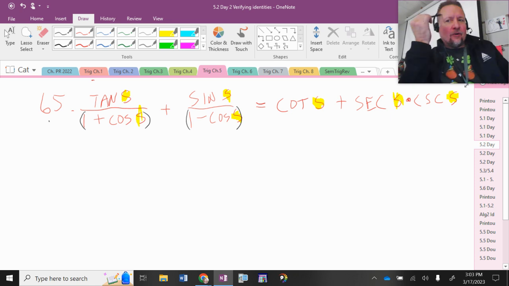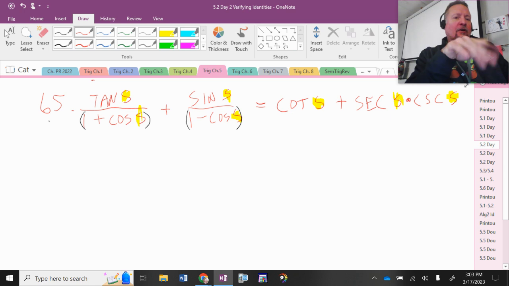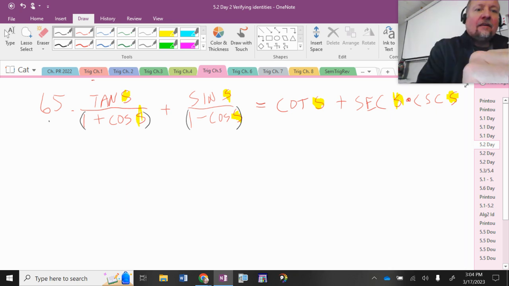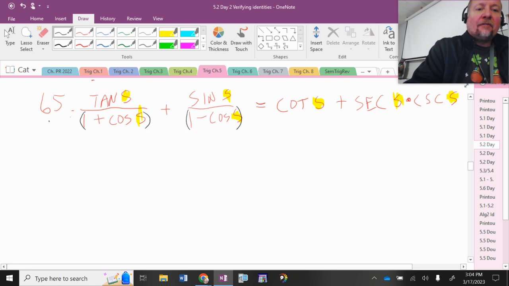So those that do their homework, you should know that 1 minus cosine squared is sine squared. This is 1 minus cosine. Ooh. But then also when you think about the common denominator, which is still kind of tough, the common denominator would be if they both had 1 plus and 1 minus cosine. So that's what you're going to insert here.